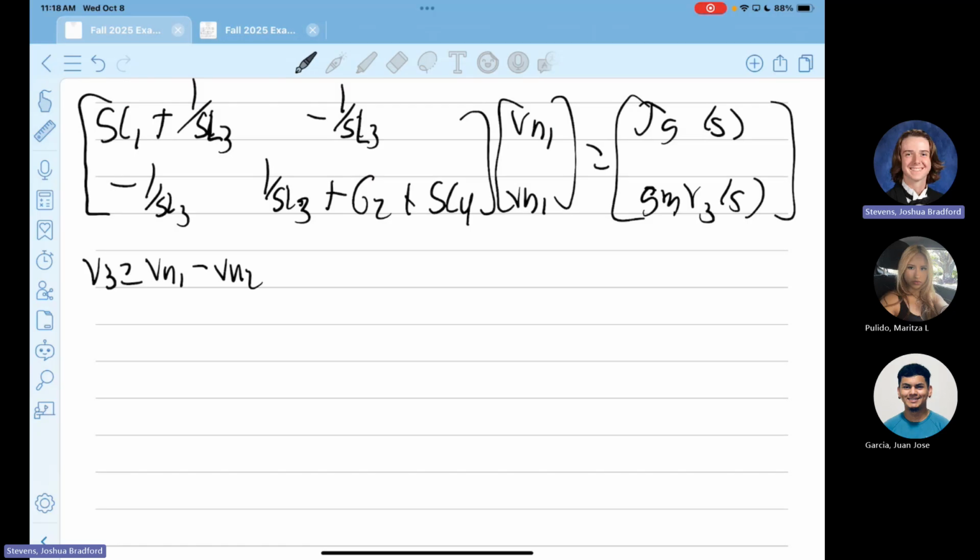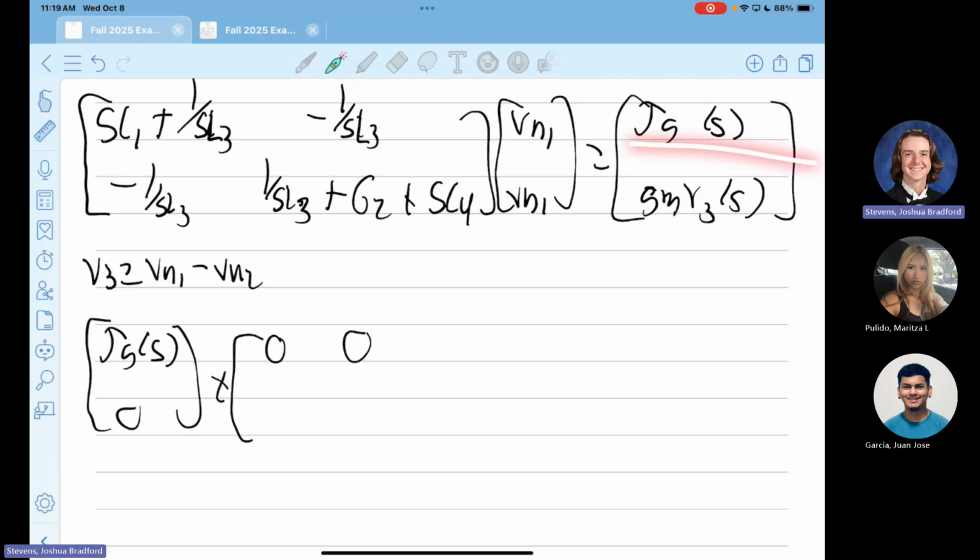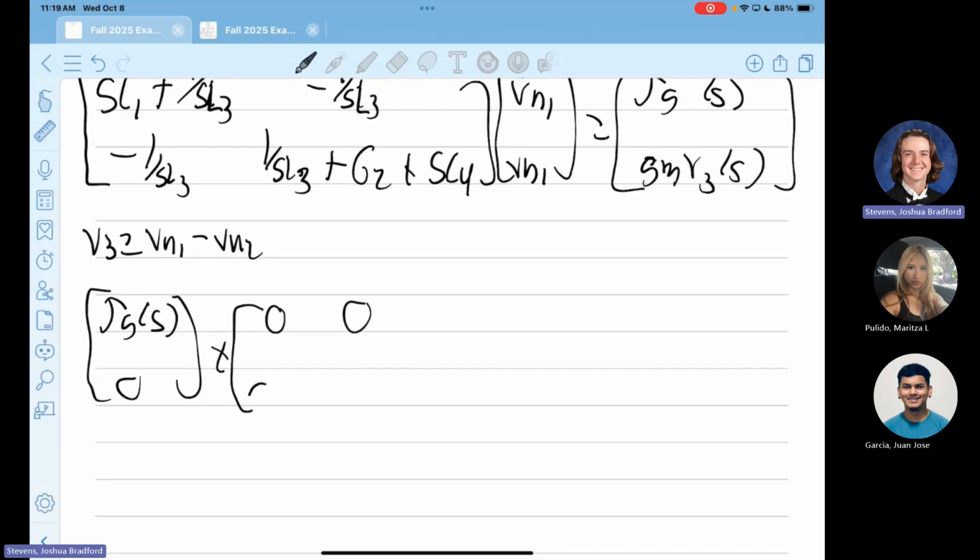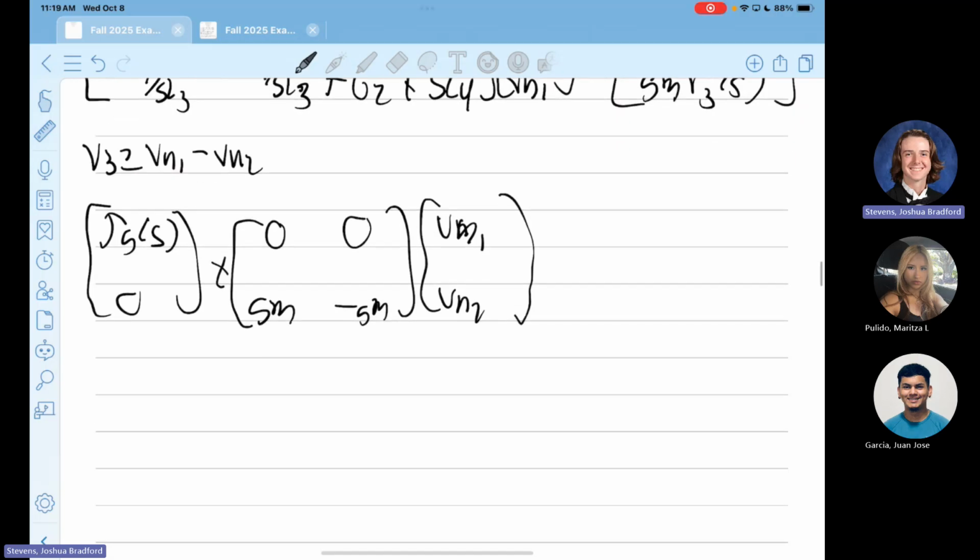Okay. Time to put them into the respective things. I'm going to skip some steps. Got any questions, let me know. I'm putting it in independent sources or areas. There are no dependent sources over here, so I don't need to do anything. Here, we said that V3 equals VN1 minus VN2. That's all multiplied by GM. So therefore, it's GM, negative GM, and the bottom, all multiplied by VN1 and VN2. Does that make sense? Cool. All right.